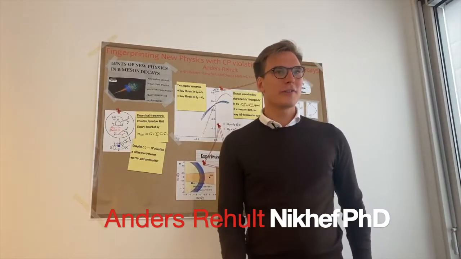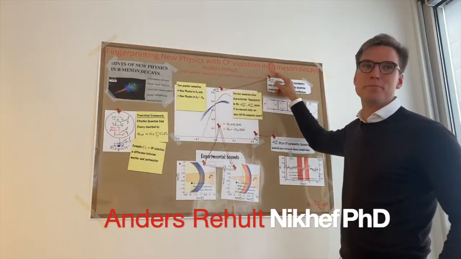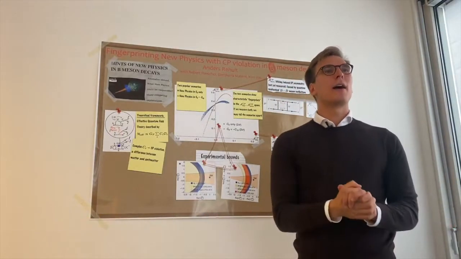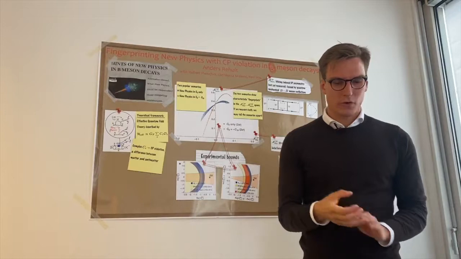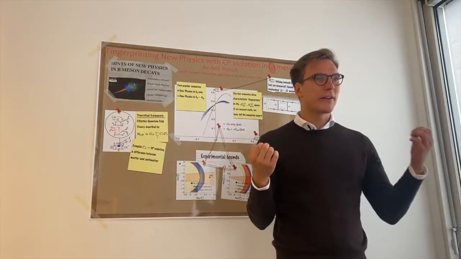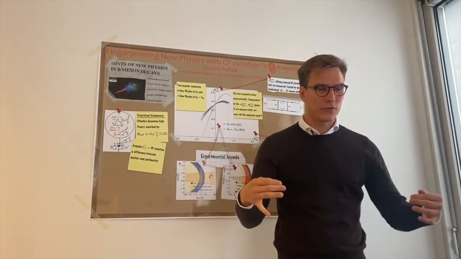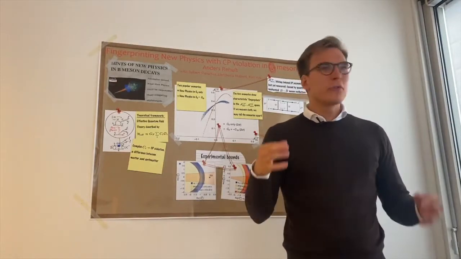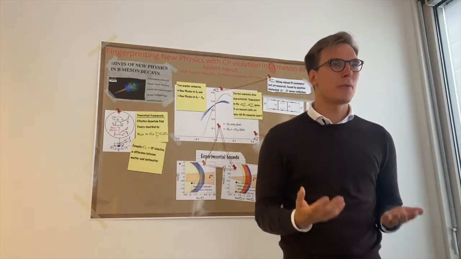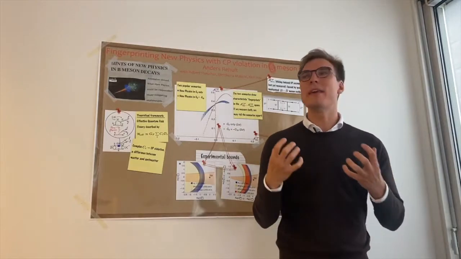My name is Anders Rehult and I am fingerprinting new physics with CP violation in B meson decays. And what does this mean? Well, I study antimatter. So matter particles, like protons and electrons, have these antimatter counterparts, and both matter and antimatter particles can decay into other lighter particles. Most of the time, these matter and antimatter particles decay in similar ways, but sometimes they don't. And when they don't, we say that we have CP violation.